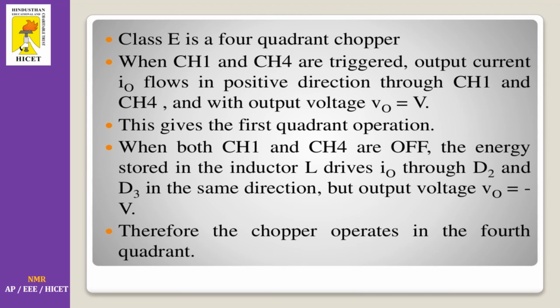When both CH1 and CH4 are off, the energy stored in the inductor L drives I0 through D2 and D3 in the same direction, but the output voltage V0 becomes negative. Therefore, the chopper operates in the fourth quadrant.